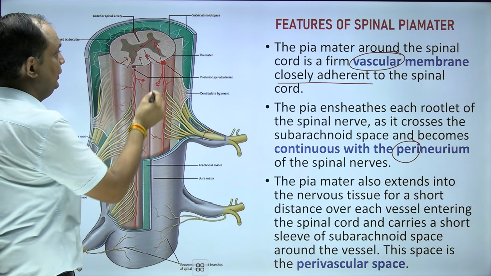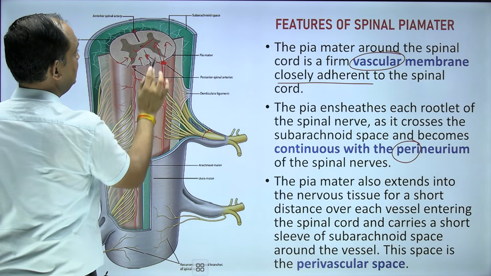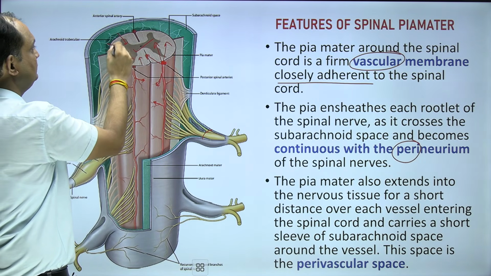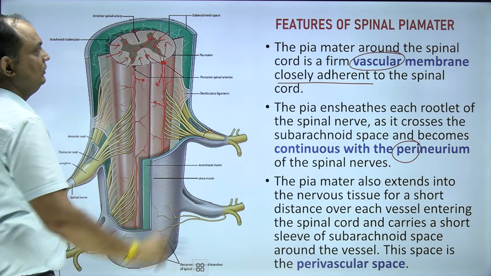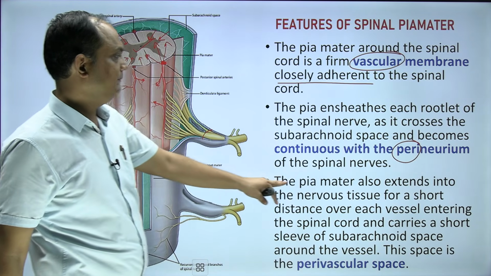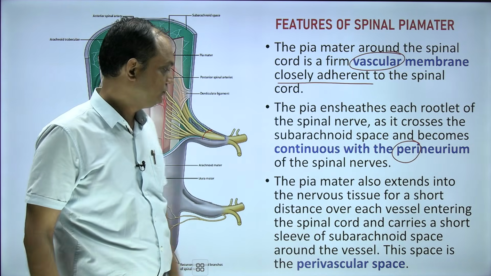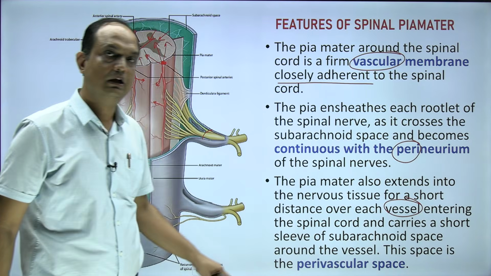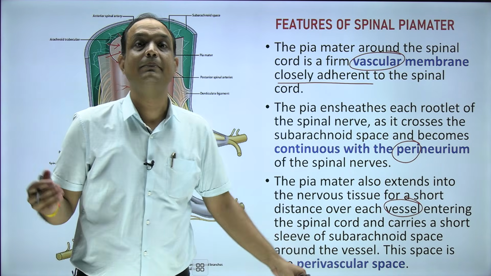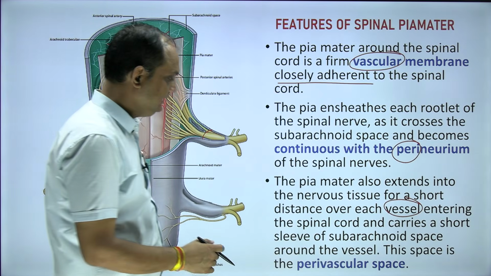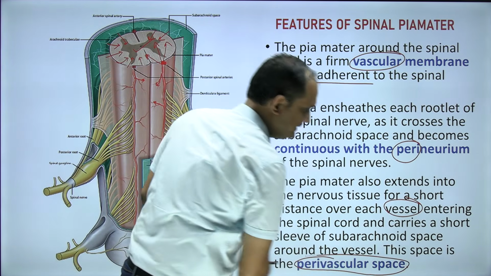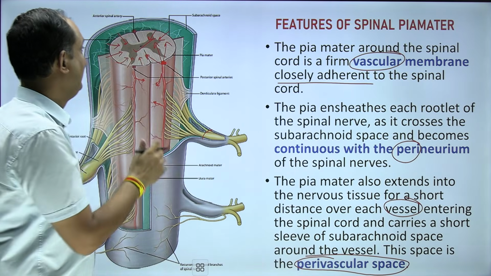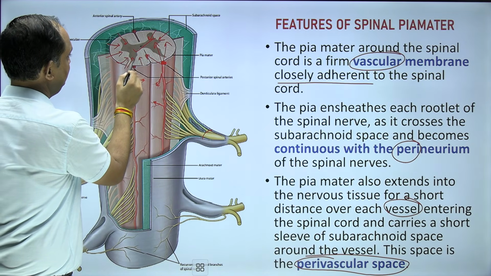So when the arteries are going deep into the spinal cord, along with that, some extent of the pia mater will also enter from the outer side of the surface of the spinal cord to the inner side. So the pia mater also extends into the nervous tissue for a short distance along with the vessels which are entering the spinal cord, carrying a short sleeve of the subarachnoid spaces also, and these are known as perivascular spaces. So perivascular spaces are seen inside the nervous tissue, and peri means around, vascular means blood vessels.